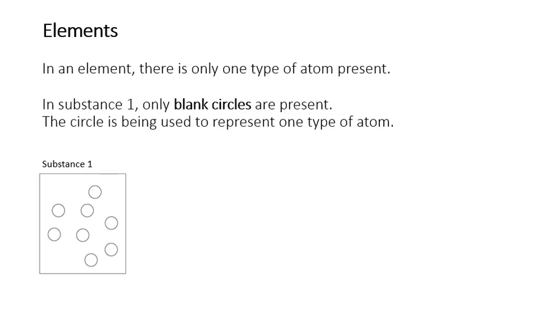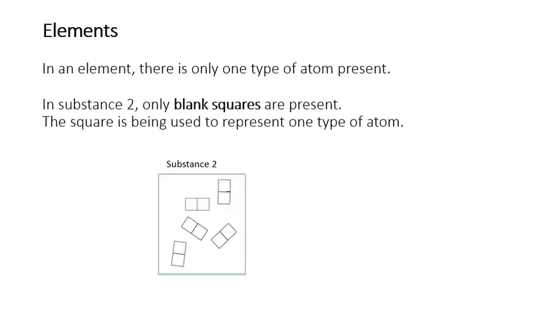Elements have only one type of atom present. So in substance 1, only blank circles are present, and the blank circle is being used to represent one type of atom. In substance 2, only blank squares are present. And again, the square is being used to represent one type of atom. Now, each particle in this substance is 2 squares stuck together, but still, we only have blank squares in this diagram.